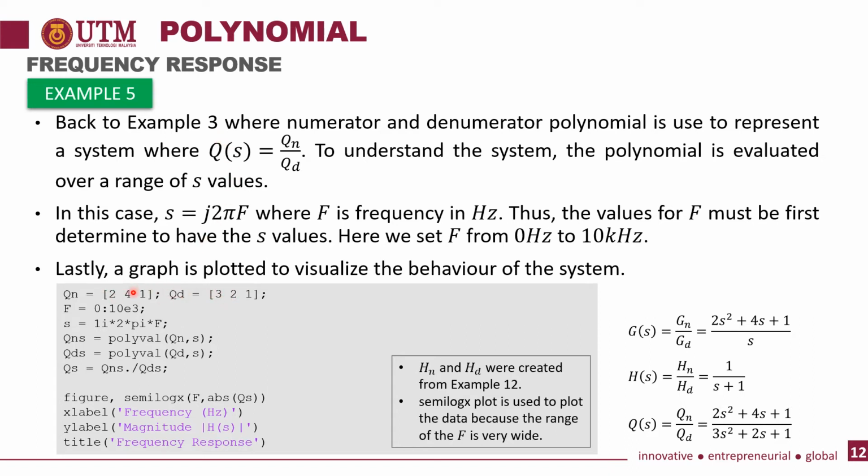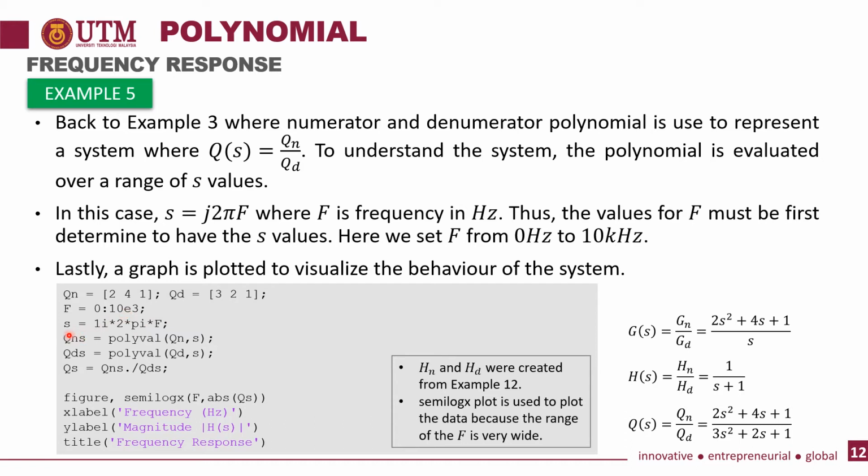vector. All right, and then this is the f value, which starts from 0 until 10 kilo. Okay, and s is actually the value of the term. So if we want to evaluate the polynomial expression, we need to know what is the value inside the term. Right now the term is s, so s is represented by 1i multiplied by 2 multiplied by pi multiplied by f.